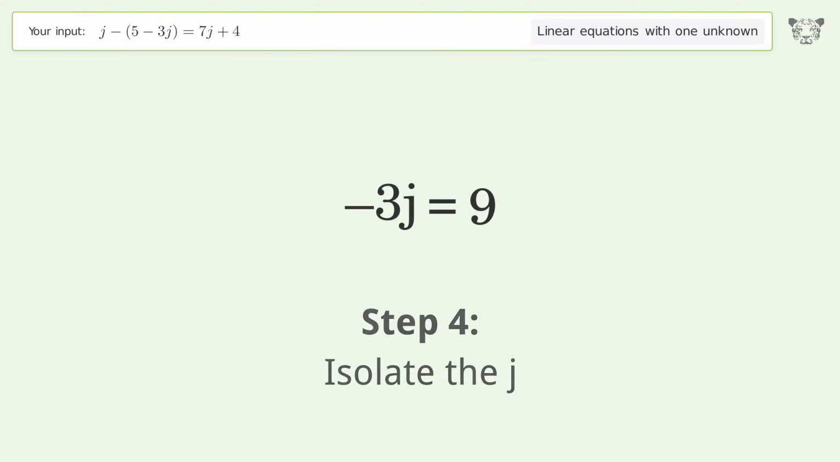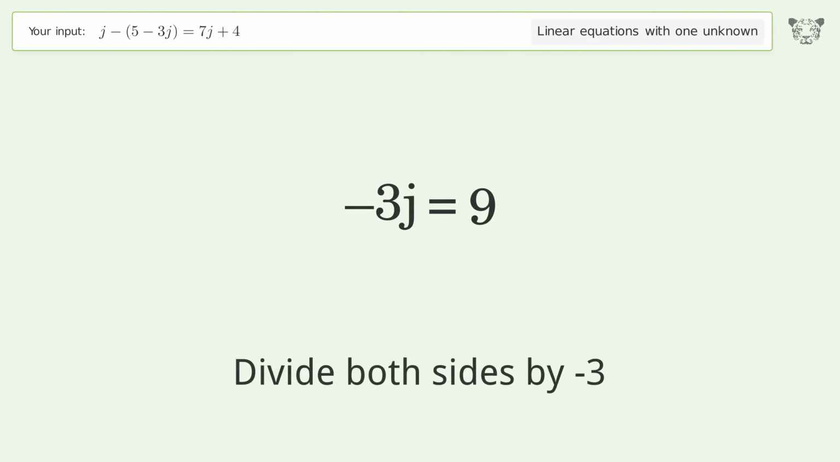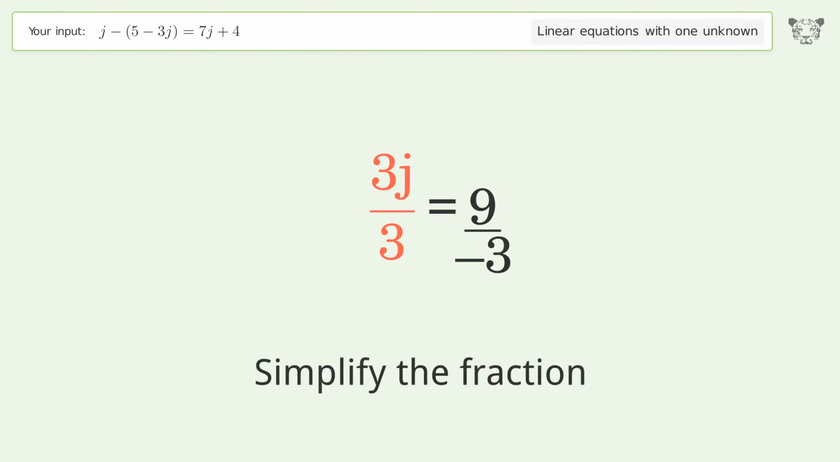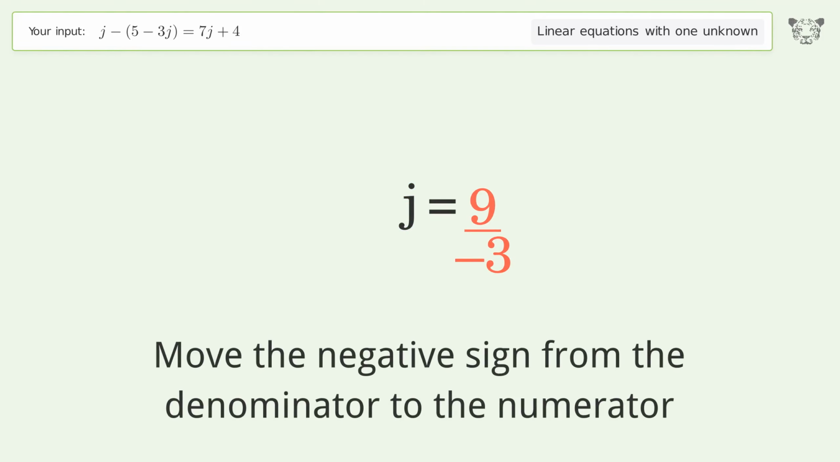Isolate the j. Divide both sides by -3. Cancel out the negatives. Simplify the fraction. Move the negative sign from the denominator to the numerator.